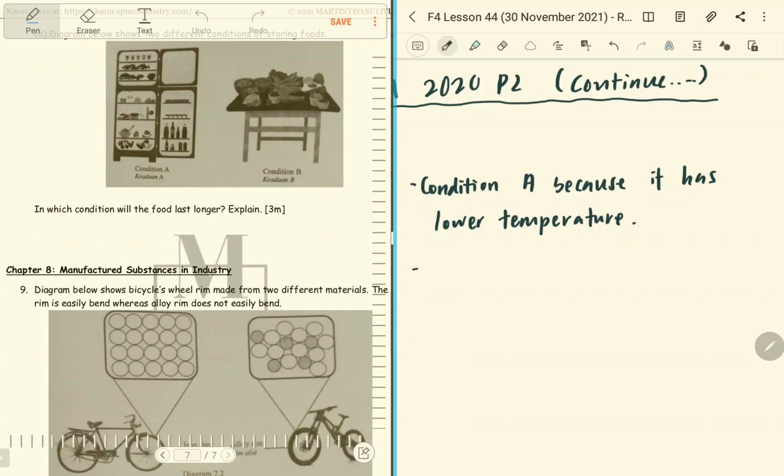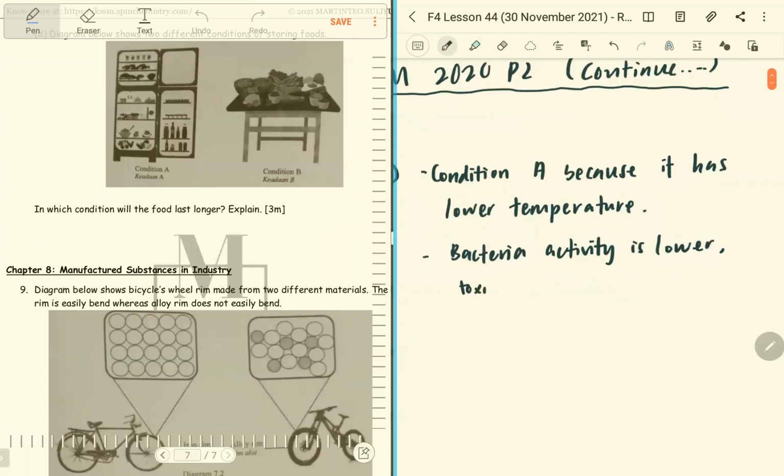The bacteria usually produce a toxin. When they metabolize, they actually produce a toxin, and the toxin is the one that makes our food go bad. Since the bacteria cannot do their thing normally, you have less toxin being produced. So you can write: bacterial activity is lower, hence the toxin produced is less. And that's it.